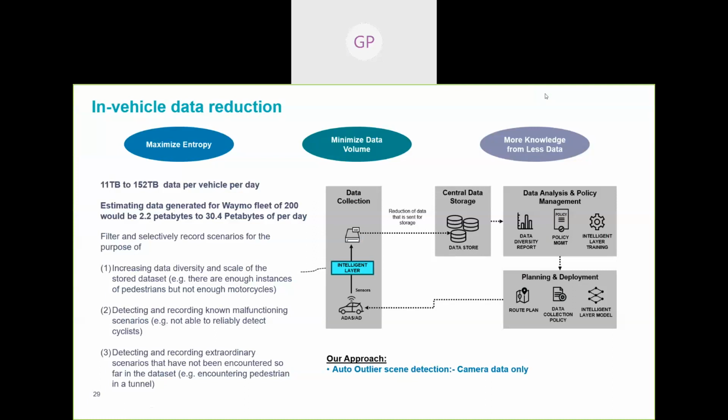The problem that many customers have come to us and talked about is that storage is really a challenge. The data is so huge. I think Waymo has a fleet of 200 in the US somewhere, and the amount of data generated per day is in the tune of 11 terabytes to 152 terabytes. If we just multiply it directly by the fleet of 200, it comes to petabytes, 2.2 petabytes to 30 petabytes per day, and that is humongous.